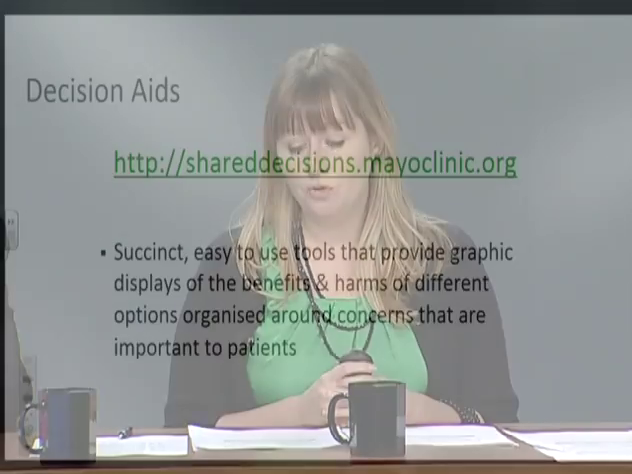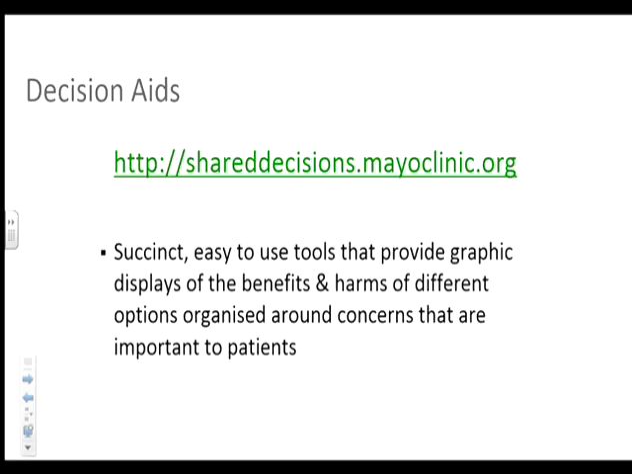So I've got on the slide here a link to the mayoclinic.org shared decisions. And on this particular website, you will find succinct, easy to use tools that provide graphic displays of both benefits and harms of different options organized around concerns that are important to patients. So I have two examples that I'll show you.